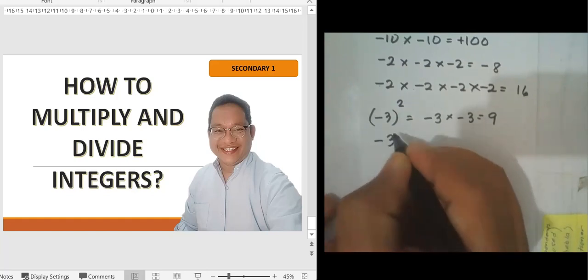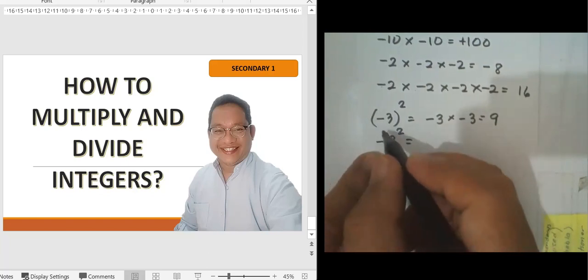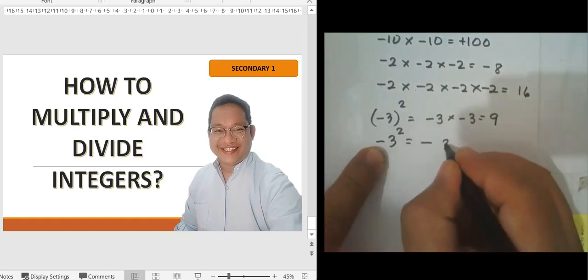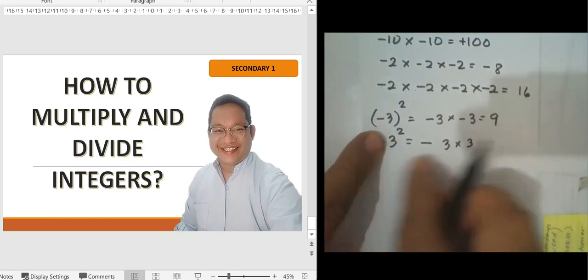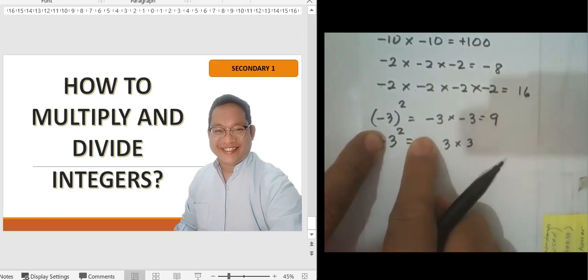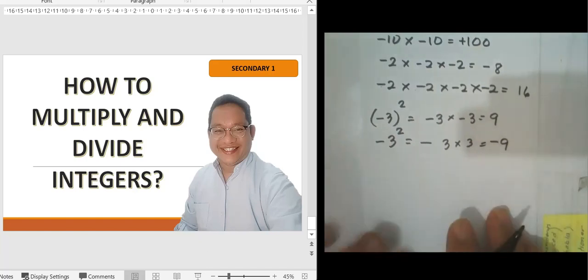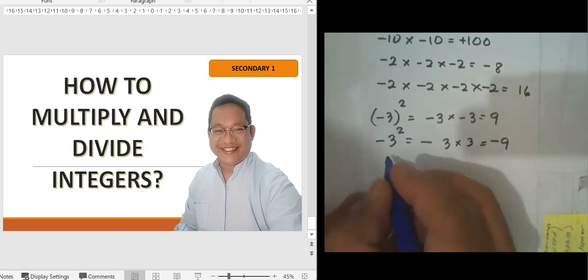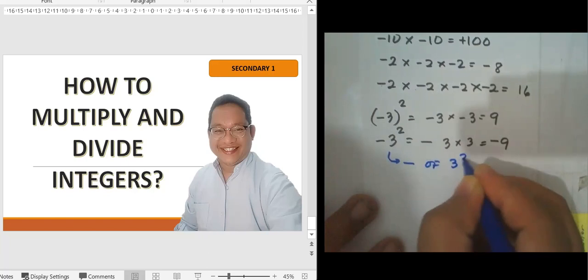However, let's say that you have -3 squared. This one is different. It's not the same as that. It means the negative of 3 times 3. So you do 3 times 3 first, which is actually 9, and then you take the negative of it. That's the meaning of this: the negative of 3 squared. I will just write it down. The negative of 3 squared.